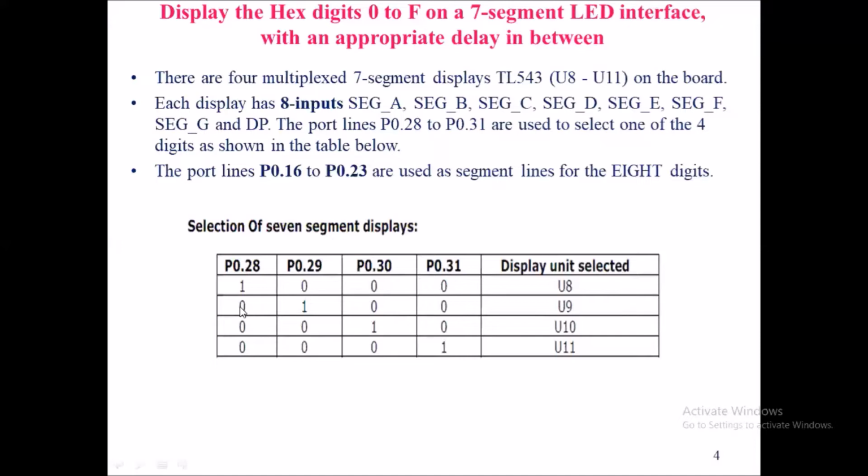In the second row, if you represent 0100, which means the port 0 29 pin, the port 0 29 pin is associated with unit 9, the second seven-segment display. So that will be selected. If you represent 0010, then unit 10 will be selected. And if you represent 0001, unit 11 will be selected. If you represent all 4 ones, then all the 4 units will be selected.